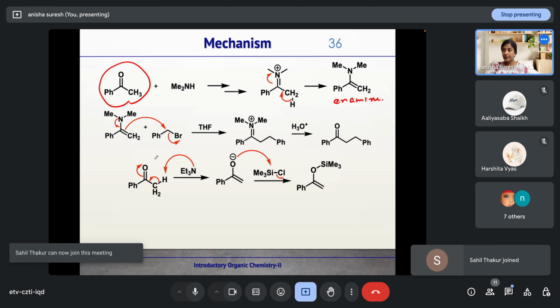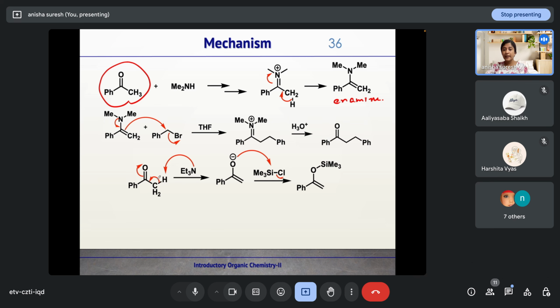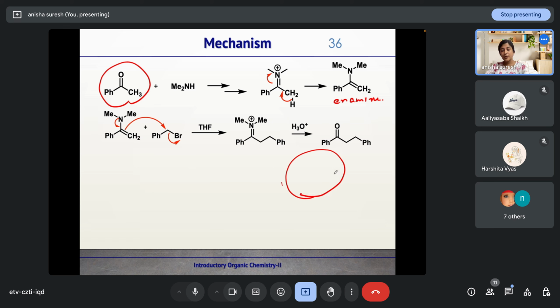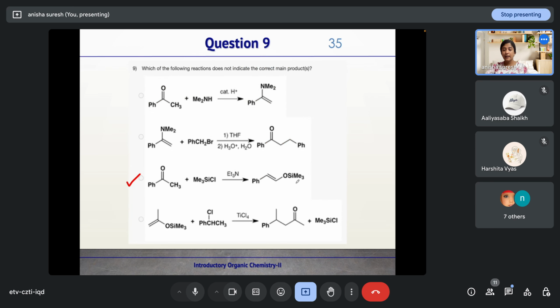And in the next case, here the triethylamine is there, so it will lead to formation of this enolate, and this O minus can abstract this SiMe3 from this SiMe3 chloride. So this is the product that will be formed. Okay, so here they have given a different answer, so that was wrong.